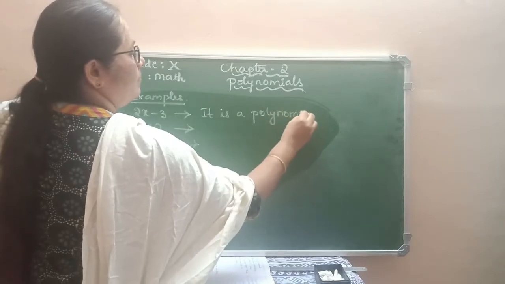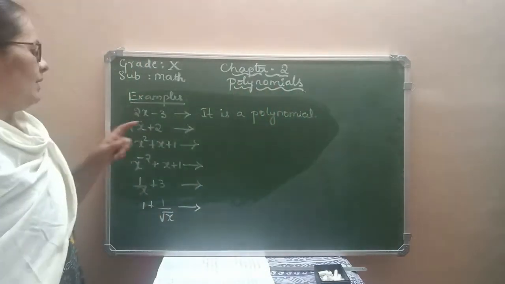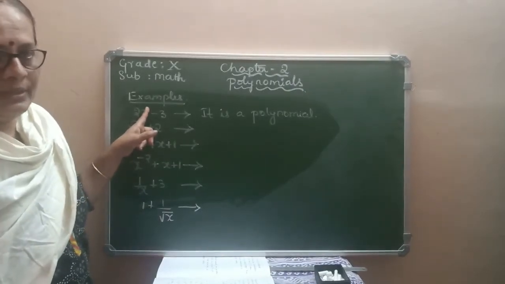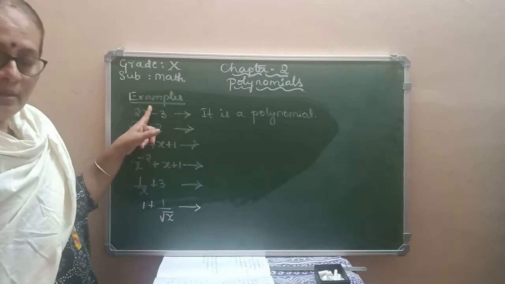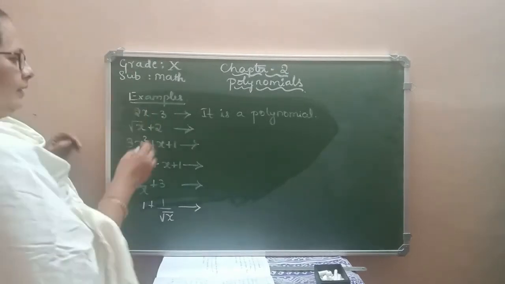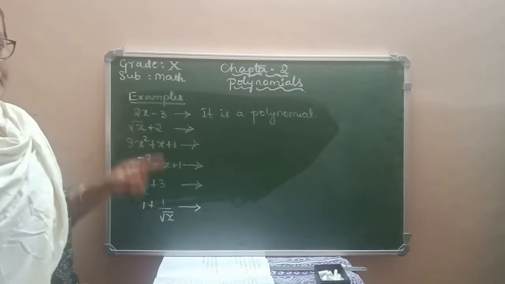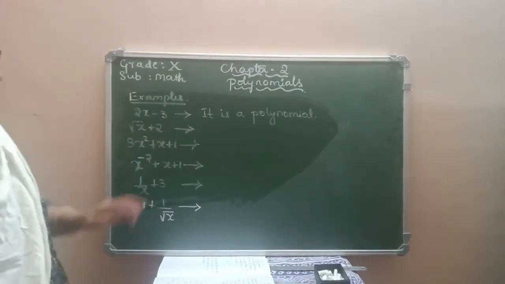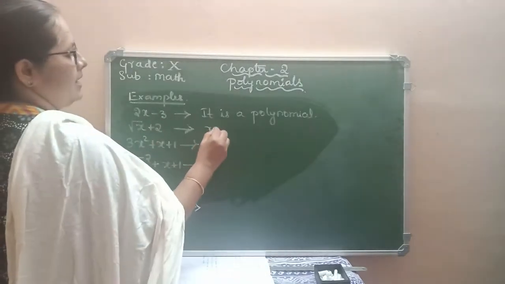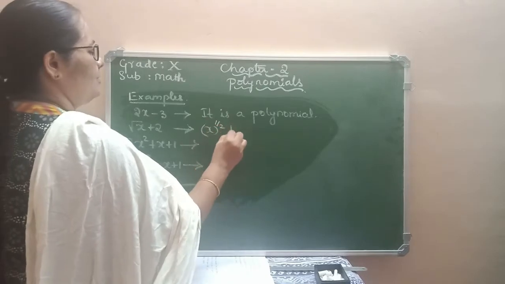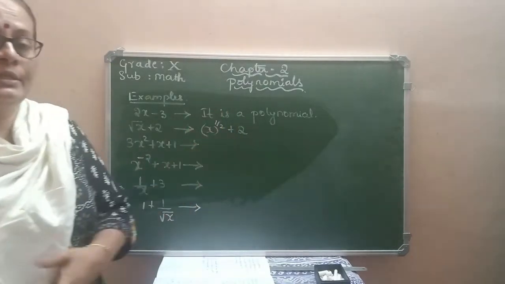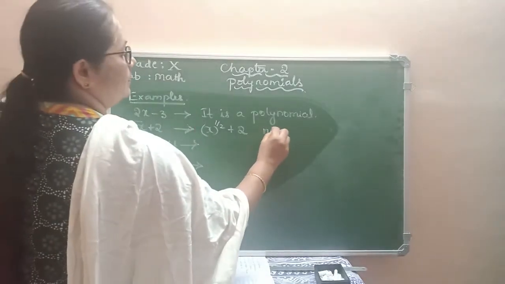Why? Because the power of the variable is a positive integer. So, it is a polynomial. Now, root x plus 2. Is it a polynomial? Root x plus 2 can be written as x to the power 1 by 2 plus 2. Is it a polynomial? No, this is not a polynomial.